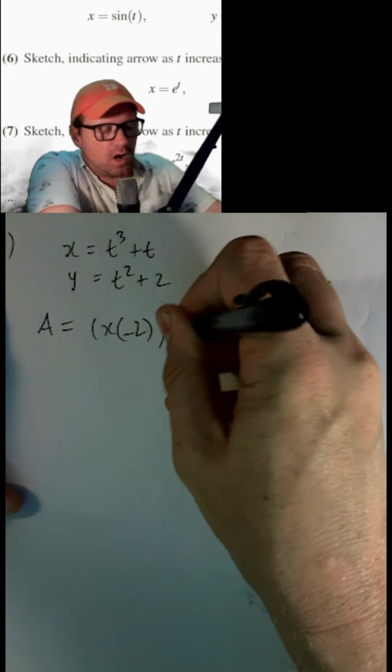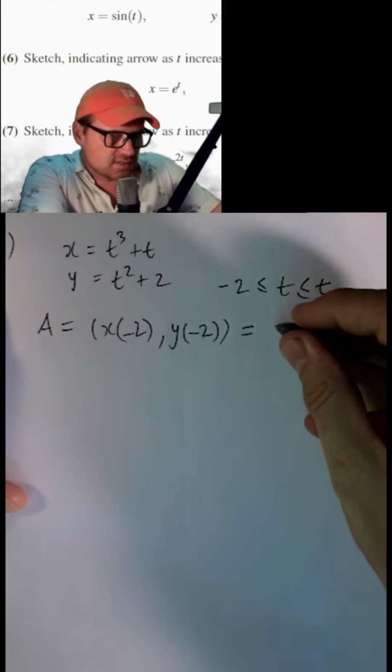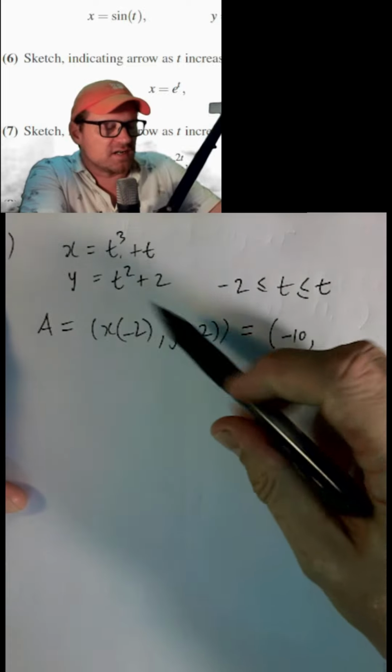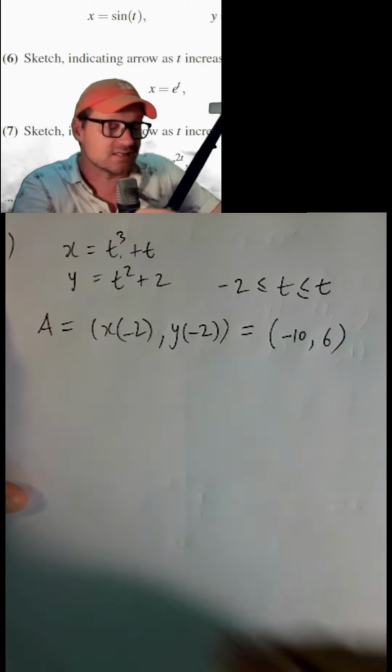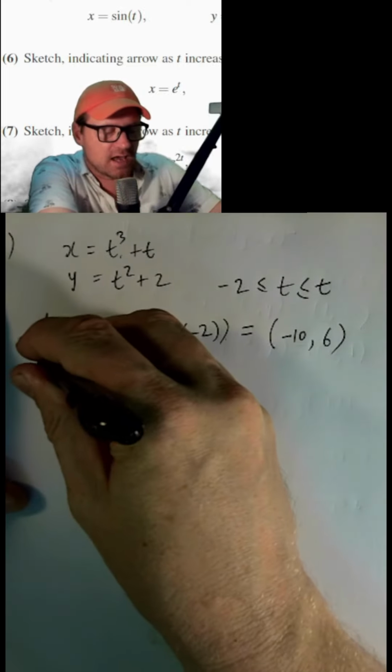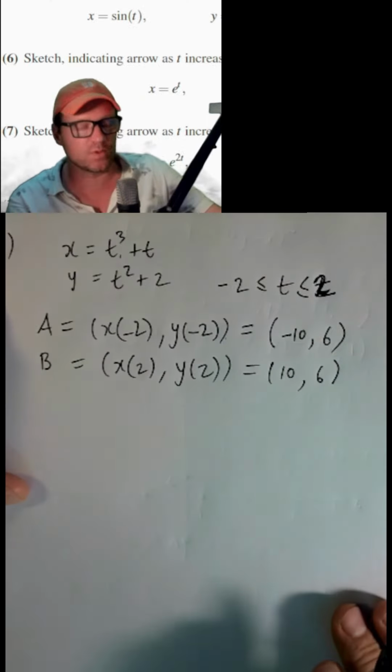So this is x of -2, y of -2, which is -10, 6. So the point -10, 6. Okay, so finishing at the point, we finish at the point 10, 6.